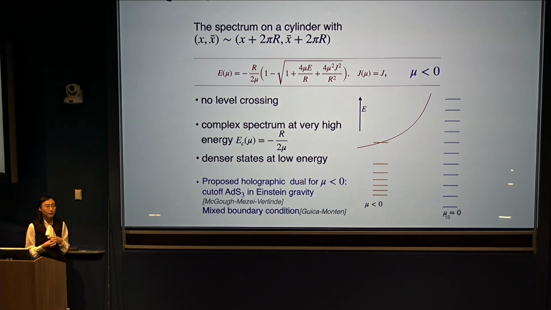And there is also the alternative understanding, which is to impose mixed boundary conditions, in this holographic renormalization point of view. And for pure Einstein gravity, the two points of view are actually the same.